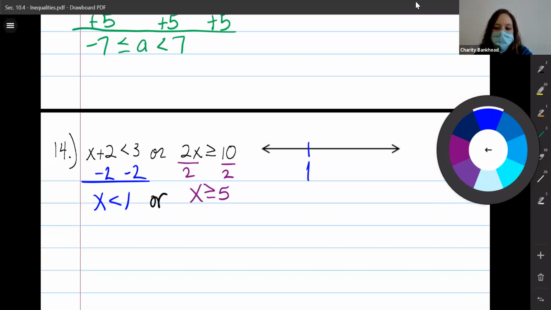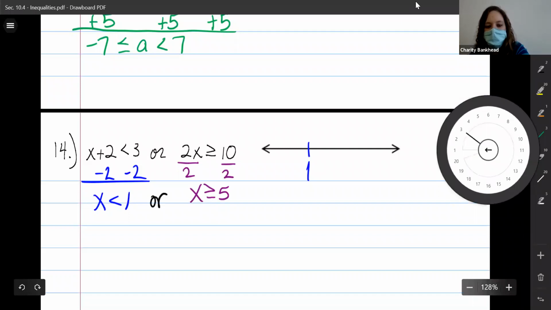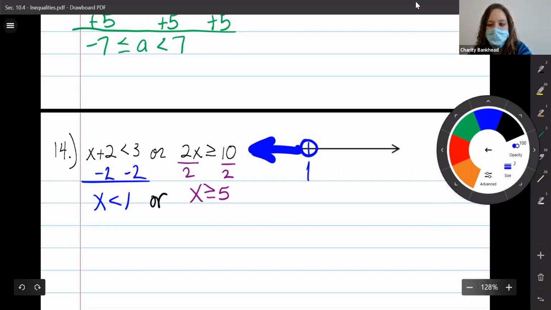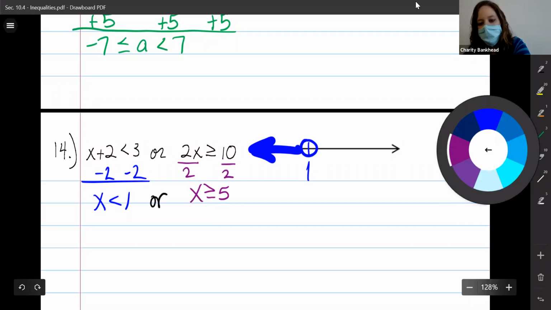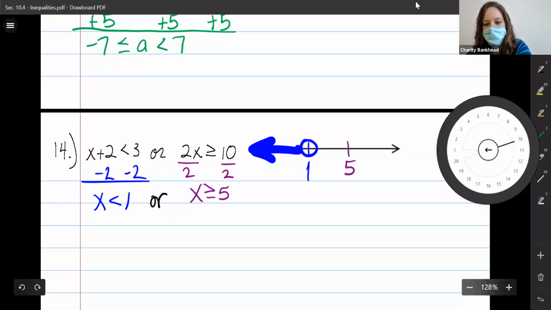So you have 1, that's going to have an open circle, and then it's less than, so you're going to shade to the left. Then we're going to have the 5 on the number line. That's going to have a solid circle, and we're going to shade it to the right.